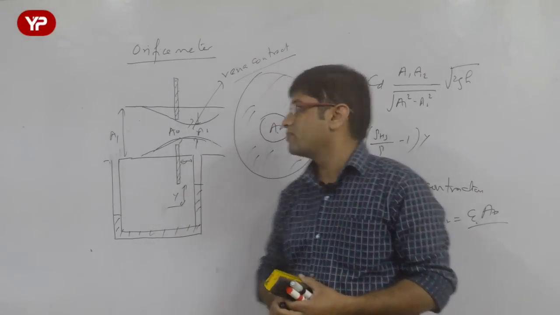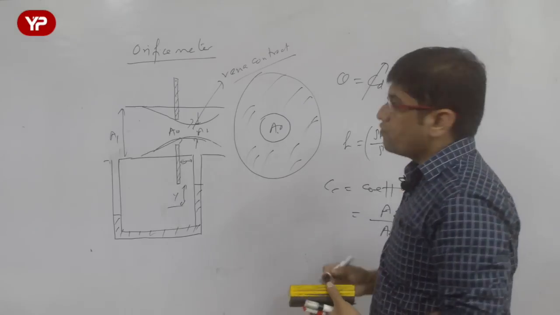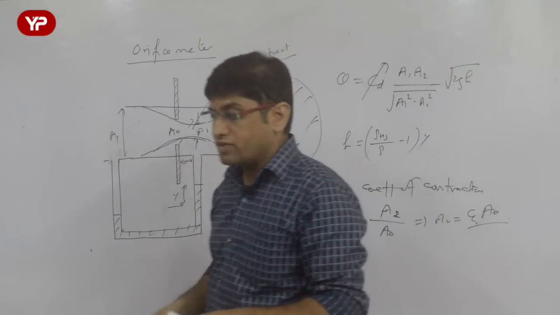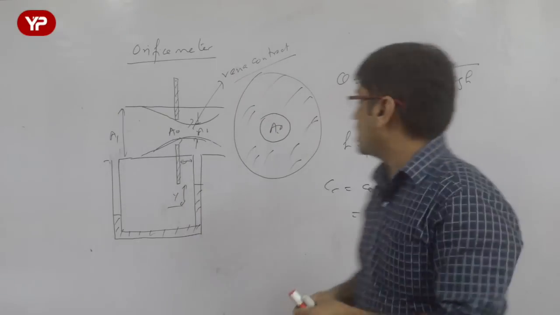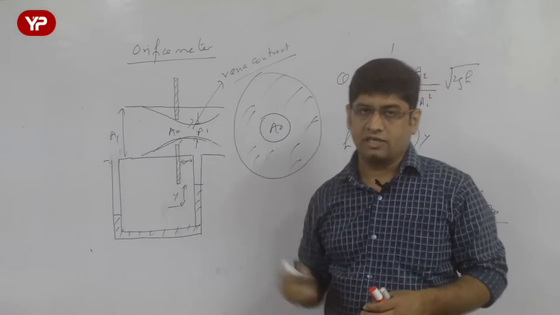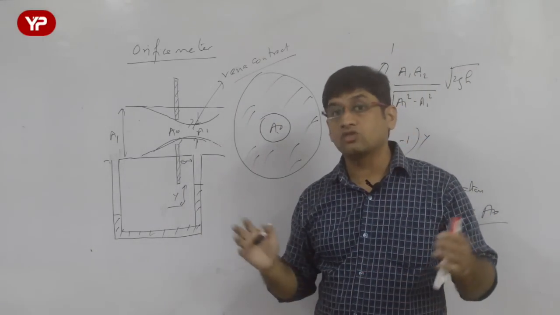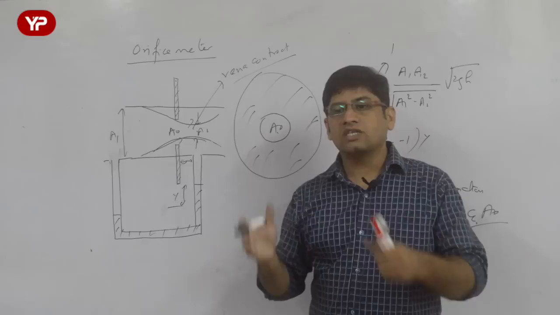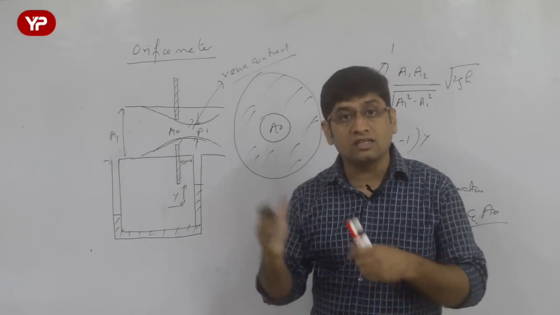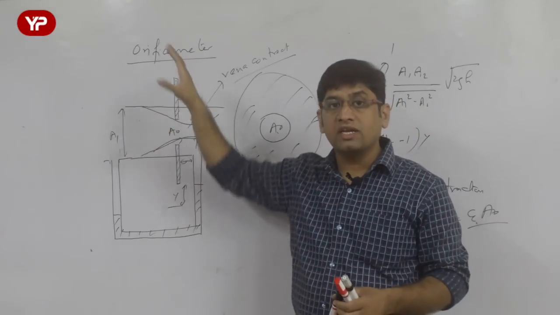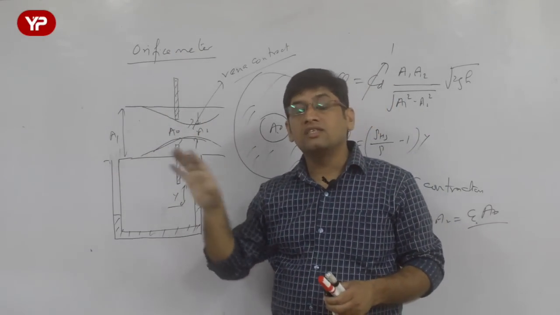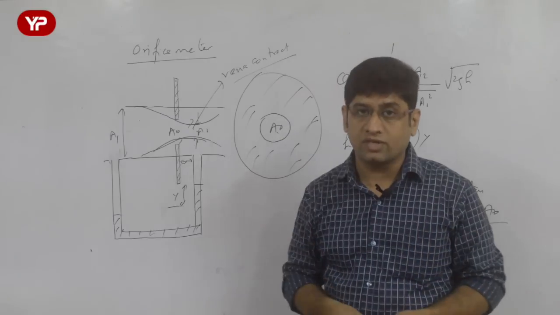Second is the coefficient of discharge. The coefficient of discharge for an orifice meter is lesser than that of a venturimeter. You know, if the coefficient of discharge is 1, that means it is very efficient. If it is 1, that means there is no loss. So the coefficient of discharge for an orifice meter is lesser than that of a venturimeter. That means this is not an efficient device. Venturimeter is an efficient device, orifice meter is not. That is one difference between the two.